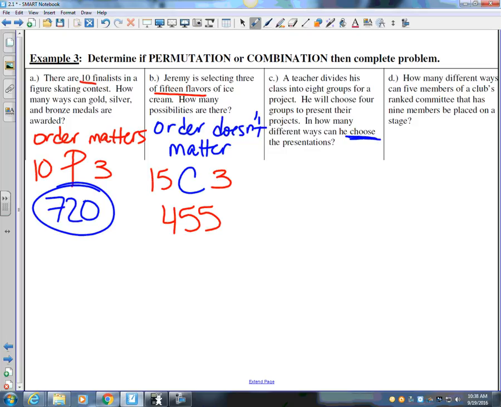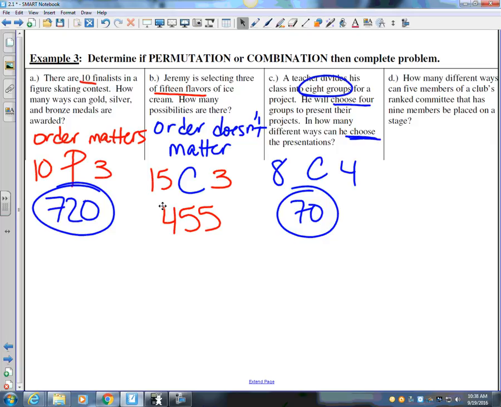Okay? So Olivia, is that a P or a C? A C. And Paige, what number goes in front? 8, because there are 8 groups. And Paige, what number goes in back? 4, because he's choosing 4 things. All right, anybody got that answer? 70. Okay.